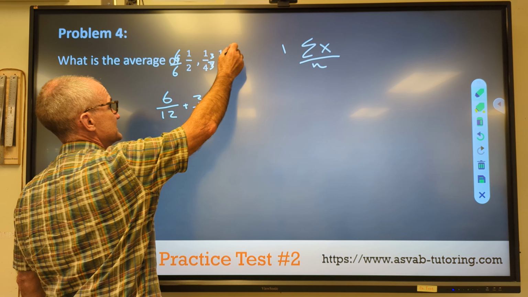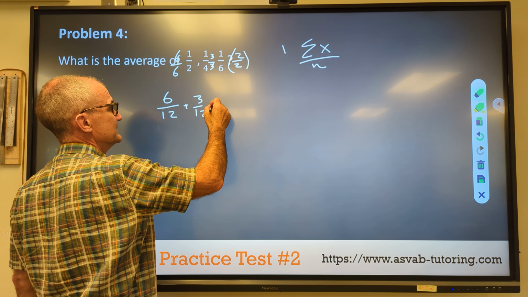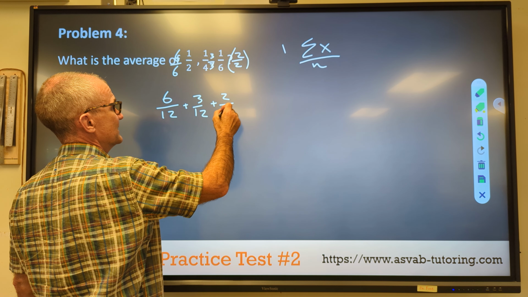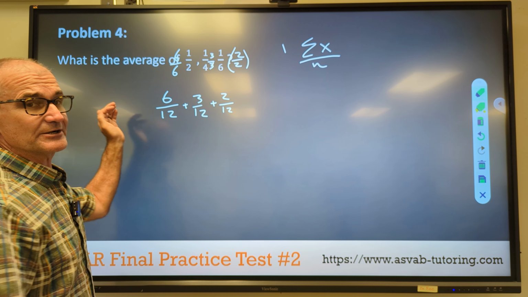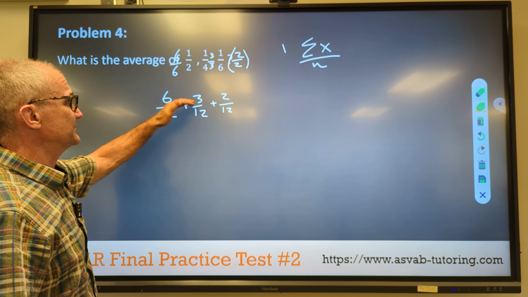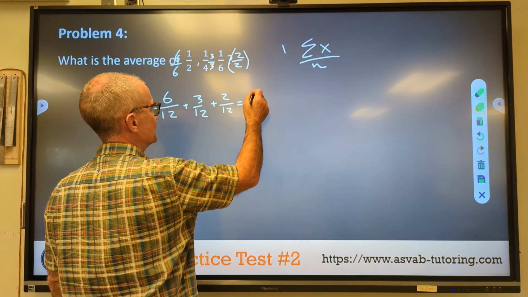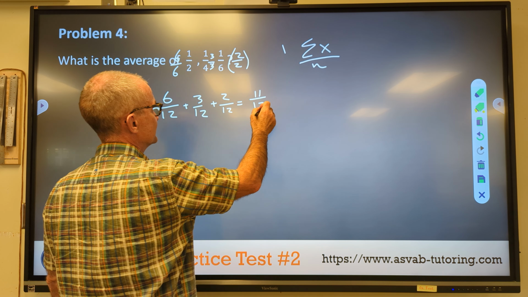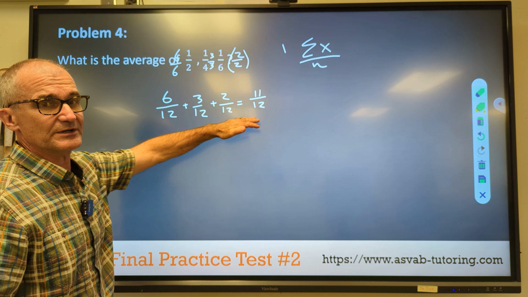And then the 1/6, I'm going to multiply by 2 over 2. Again, equal to 1. Doesn't change the value, but it gives me that common denominator. Now that I have that common denominator, I could add all three together. 6 plus 3, 9, plus 2, 11. And that gives me 11 twelfths. So the sum of those three fractions is 11 twelfths.